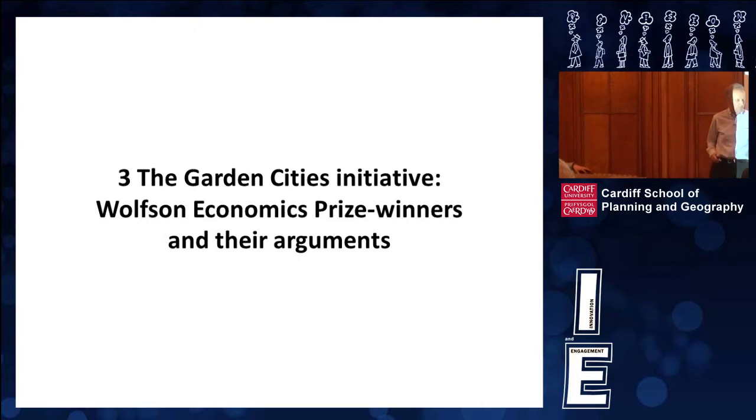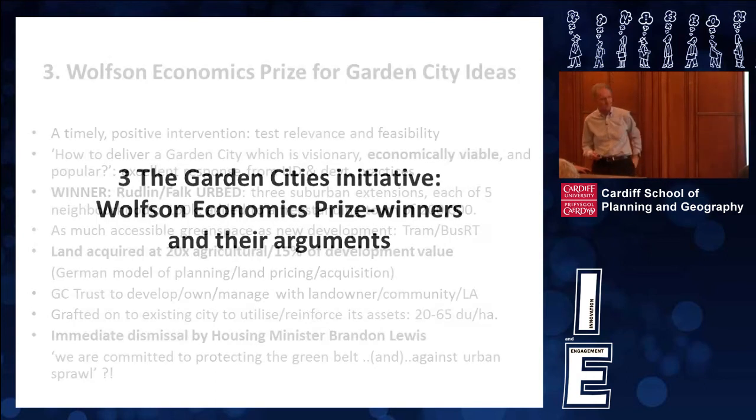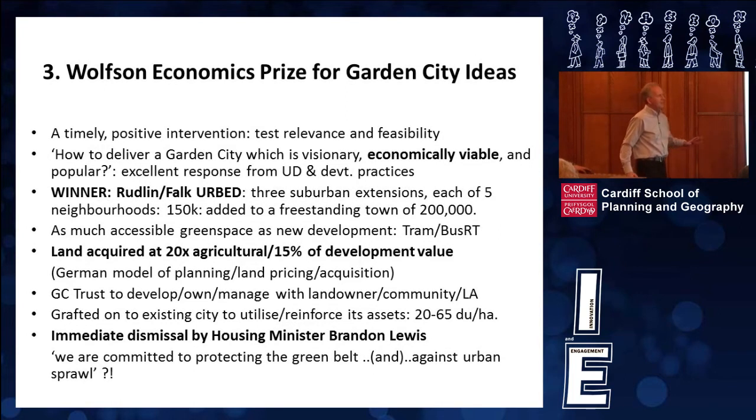And here I thought was something that really transformed the picture, if you like. The government had asked for garden cities. Here was the Wolfson group, economics group, saying, right, let's look at what's possible. And they came up with this competition with £250,000 for the winner, which is, you know, a significant sum of money. And the competition was on how to deliver a garden city, which is visionary, economically viable, and popular. Not just economics, but important about the visionary nature.